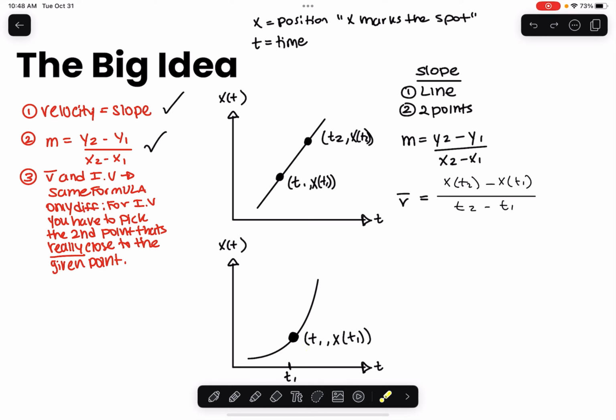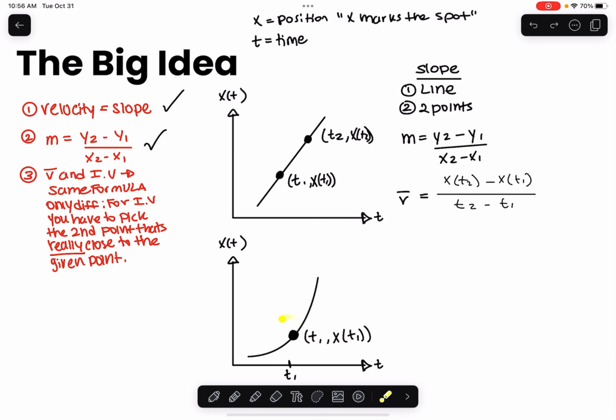If in order to find slope, I need a line, number 1, and this is most definitely not a line, it's a curve. And number 2, I need 2 points. And I most definitely do not have 2 points, I just have 1. So the question is, how can we find the slope given 1 point? And the answer is we can't.